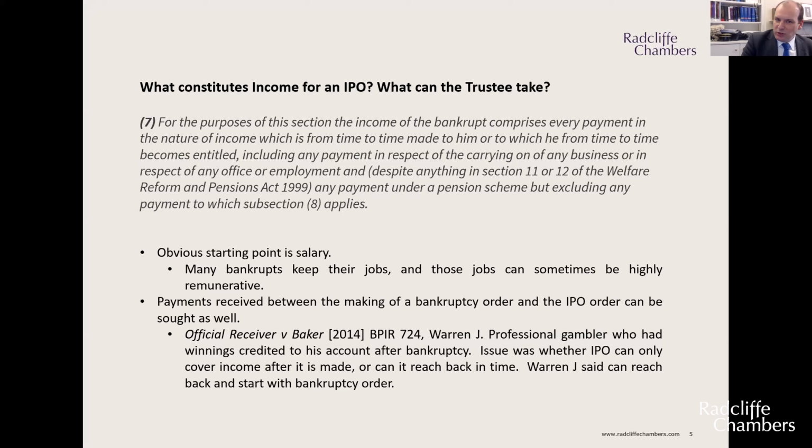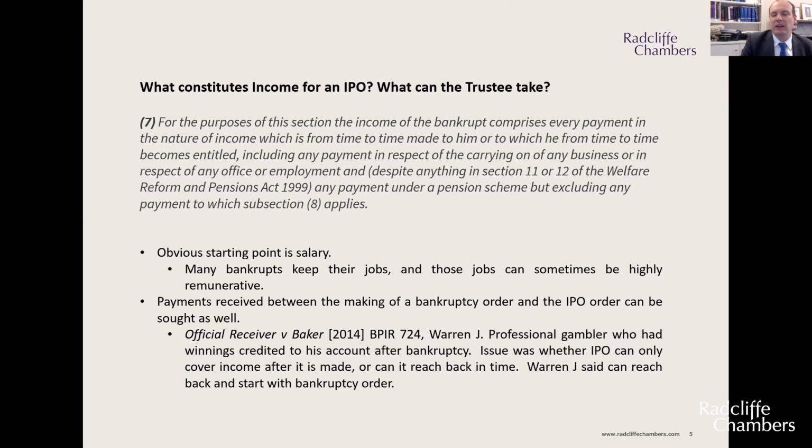However, it's not the only thing that an IPO can attach to. In the case of Fisher, Receiver, and Baker, the bankrupt was a professional gambler. I really enjoy the background of some bankruptcy cases. This was a professional gambler who, after bankruptcy, had managed to acquire, I think it was about £10,000 by successful gambling. And the question then became, is this income? And in this case, the successful gambling occurred before the making of an IPO.